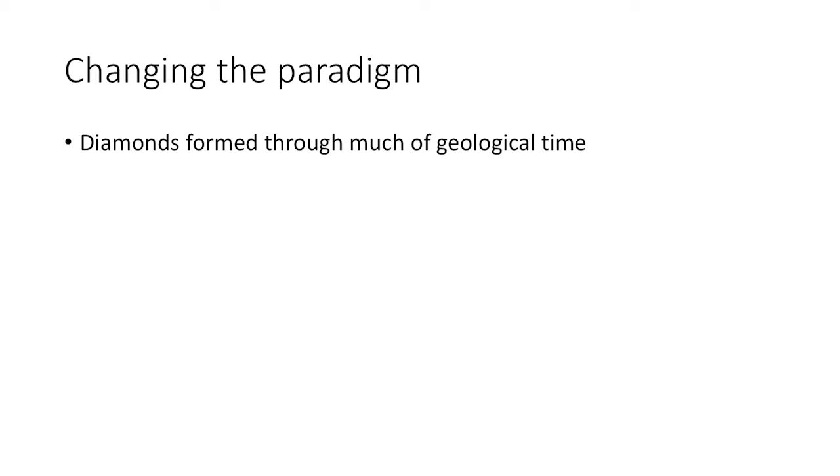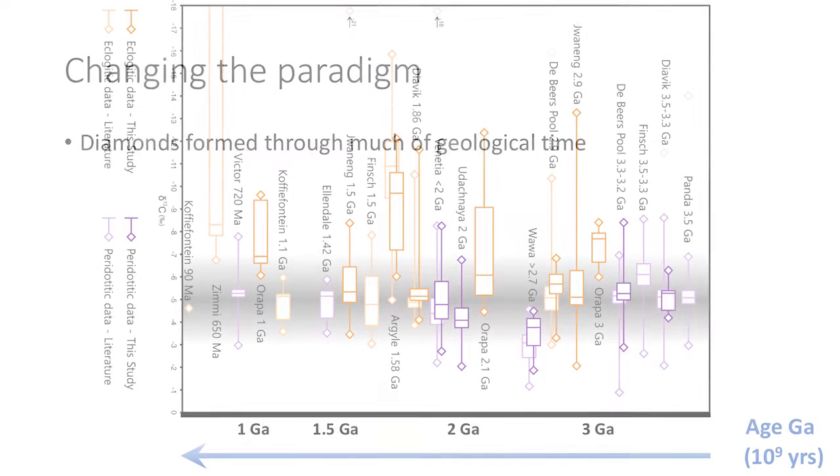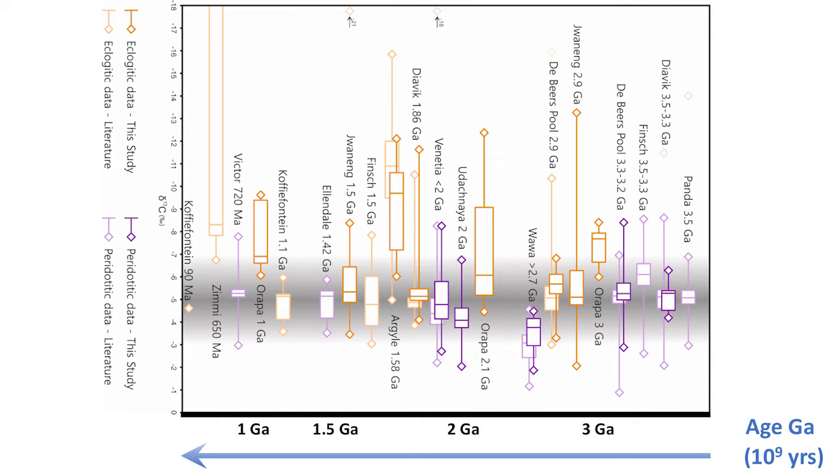Okay, so here's another way that the paradigm has changed over probably the last 15 years, and that is that diamonds, we now know, form through most of geological time, not just in the Archean. So here's time on the bottom axis here. This is carbon isotope ratio. For the purposes of this talk, it doesn't really matter. I just want you to focus on the time.